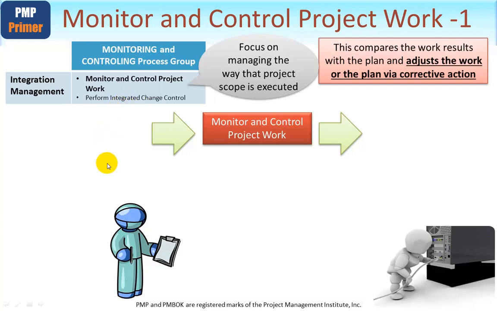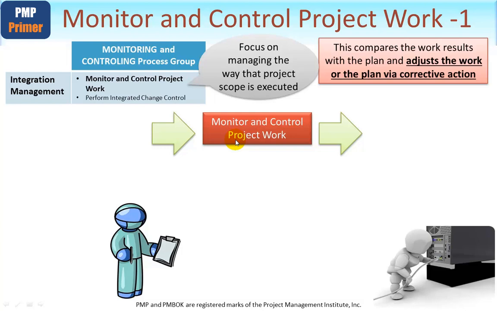Let's now dive into detail and look at the process, monitor and control project work. Fundamentally, this particular process is used to take information on how the work within the project is being performed and make sure that the deliverables or products, along with the approach in which they are being produced, line up with the project plan. So it looks at how the overall project is progressing and, if required, takes any necessary corrective action by raising change requests.